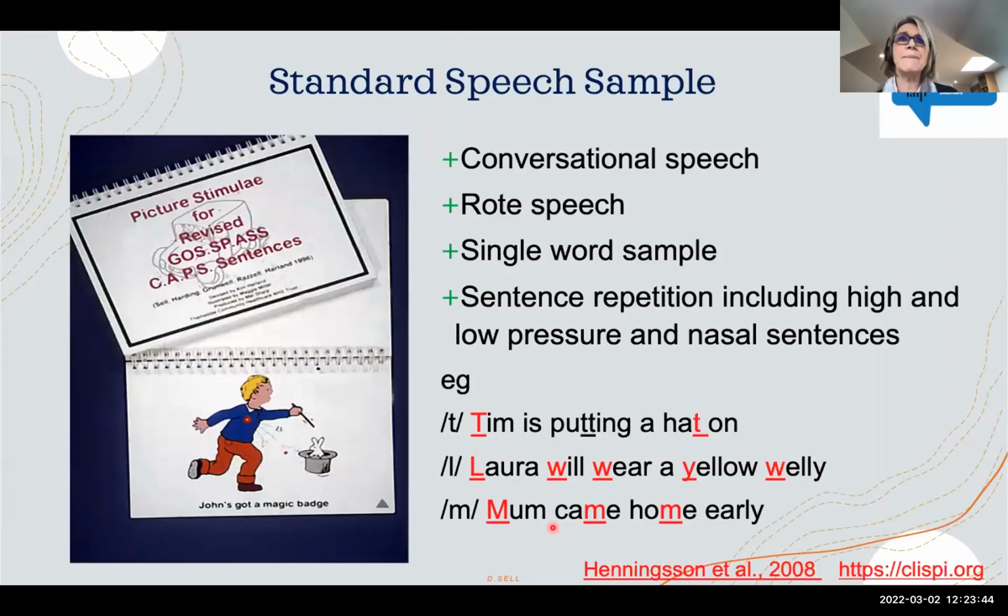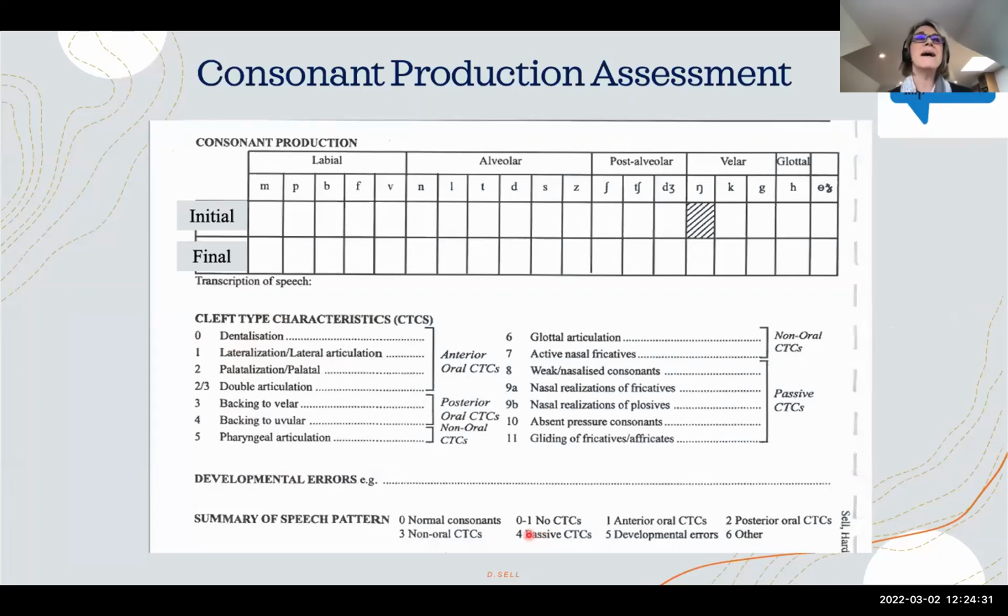So let's think about the standard speech assessment. In cleft teams in the UK, we have agreed this, as have other countries now, with all of the work of the CLISP website, which is an excellent website. Our samples consist of, as you might expect, conversational speech. We include rote speech, and people do use single word samples, but we definitely always include sentence repetition. There are 16 sentences, including mainly high pressure consonants, but a mixture. There are also some with low pressure and nasal sentences. So here is a high pressure, a low pressure, and obviously the nasal sentence there. If we're going to be looking at how we would transcribe our sentences, each sentence has the target here, and we have the initial position here and the final position here.